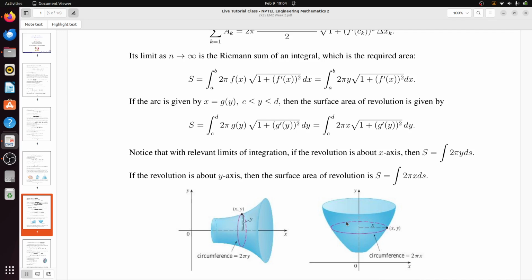So I am just giving 2 to 3 minutes to you. Just read only this section.